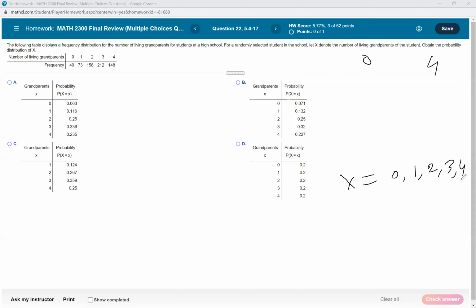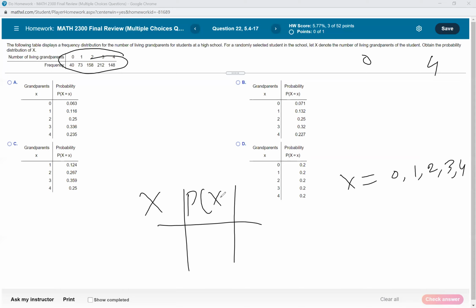So obtain the probability distribution of X. We have the frequency distribution, so we need to find the probability distribution. So what is the probability distribution? The probability distribution is the values of X and the corresponding probabilities.